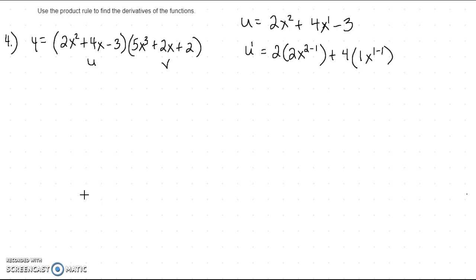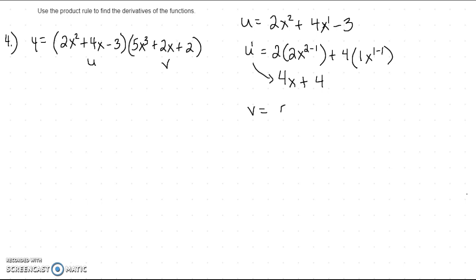Alright, let's just simplify this. So we have 2 times 2, that's 4. X to the 2 minus 1 power, so that would be the first power, so that would just be 4x. Plus, down here we have 4 times 1, so that's 4. But then we have x to the 1 minus 1 power, which will be 0. X to the 0 power will just be 1. So the derivative of u will be 4x plus 4.